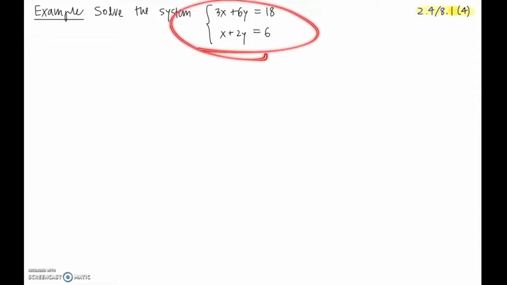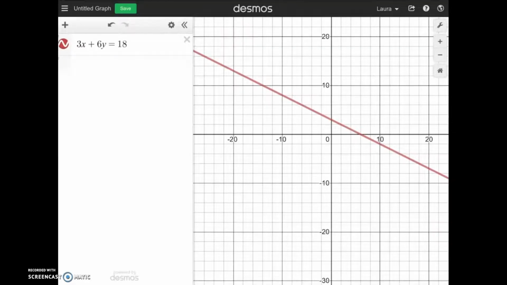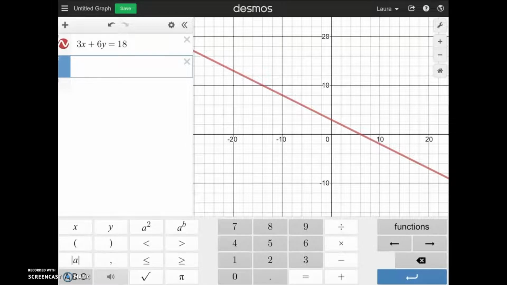Okay, let's get some more practice solving systems, and here's our next system. We'll take this and go over to Desmos and graph both of these lines. So I've got my first equation, 3x plus 6y equals 18, and then we'll put in x plus 2y equals 6. And okay, so something kind of new happened. The red line turned into a green line. What happened was these are actually the same line.